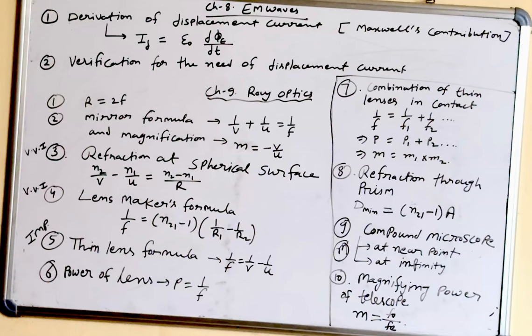The important derivations are, first one is radius of curvature is equal to 2 times the focal length in case of mirror. And the second derivation is the mirror formula, that is 1 by v plus 1 by u is equal to 1 by f. And in the same derivation, you will derive the magnification of the mirror, m is equal to v by u.